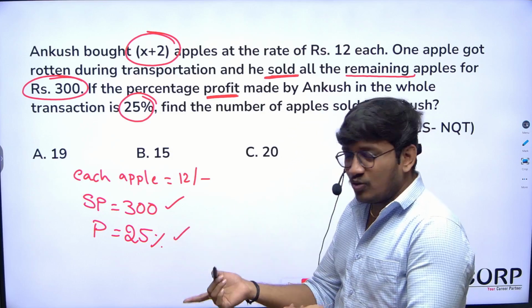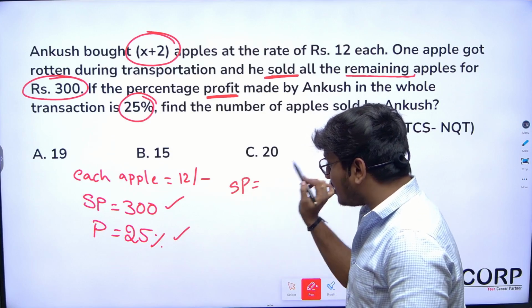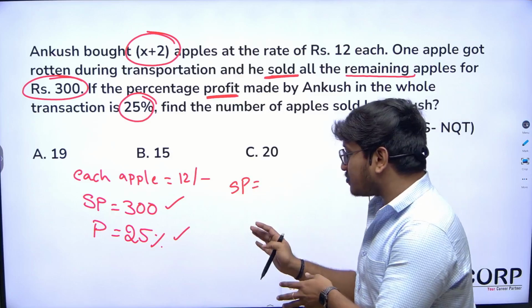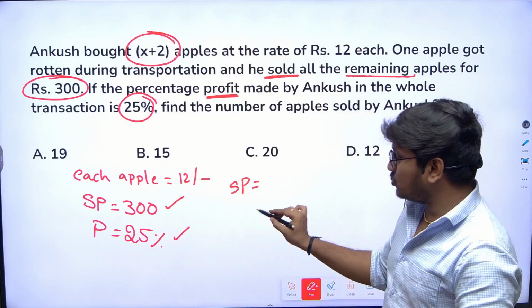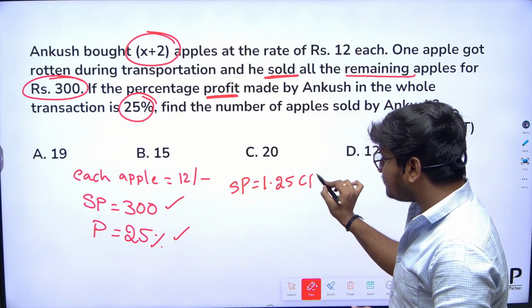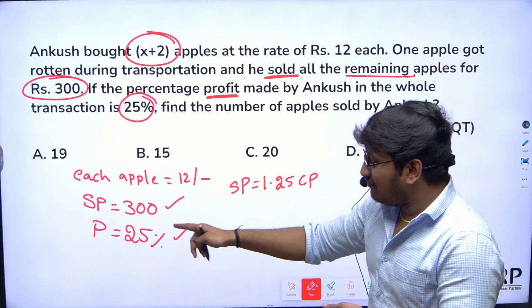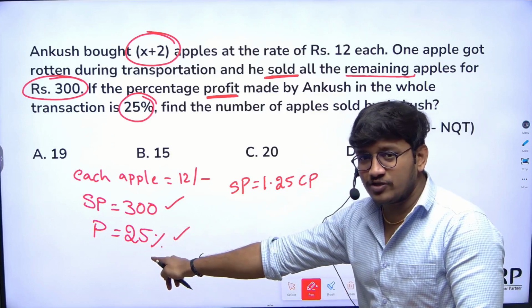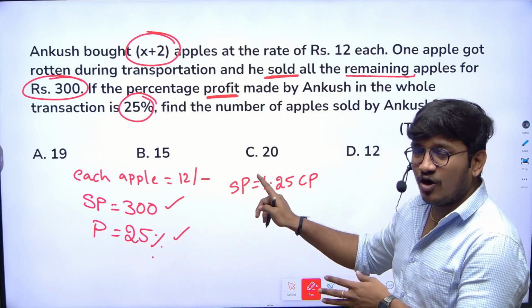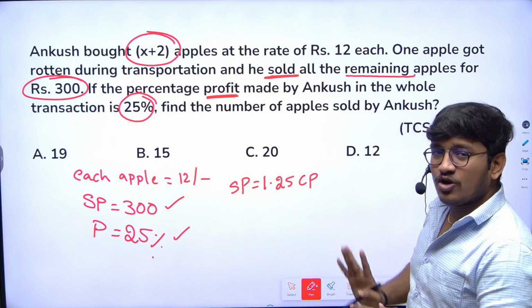As I said just now, when you know the profit, you should know how to frame the relation between selling price and cost price. So selling price is equal to, can I write, 1.25 times cost price? Again, don't ask me, sir, how you have written like this. When you know a profit of 25%, you should understand the relation, like how to frame it. Selling price is equal to 1.25 times cost price.